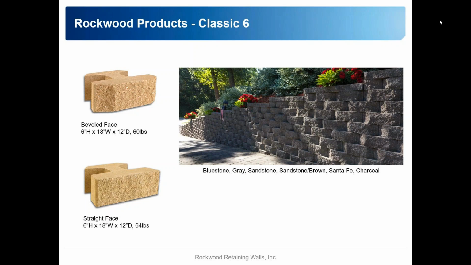The one thing to note on this product, because it is 6 inches high by 18, is that it doesn't cover a full square foot like the Classic 8. It's 0.75 square feet, or 3/4 of a square foot. So for example, if you are looking at a wall project that needed 100 square feet of wall coverage, to determine the number of units you would need, you would simply divide 100 by 0.75, which would give you 133. So you would need 133 Classic 6 units to cover that 100 square feet of face area.